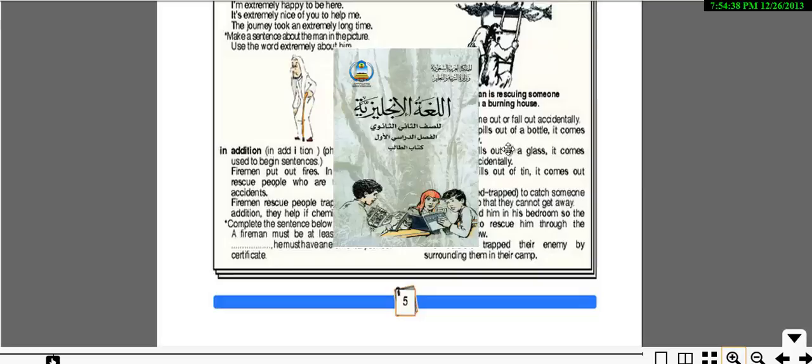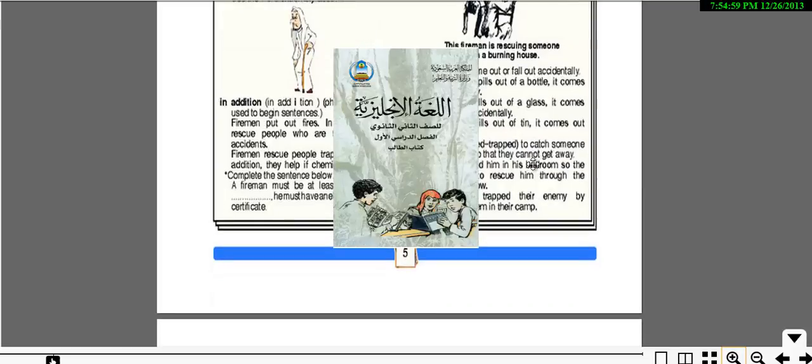When water spills out of a bottle, it comes out accidentally. That's a really nice example. When milk spills out of a glass, it comes over the top accidentally. You can notice here that it's water, it's milk, it's juice, it's a liquid. So you don't really spill something solid. You don't spill a library. You don't spill a book. You don't spill a pen or pencil or something solid. It's just drops of something liquid.